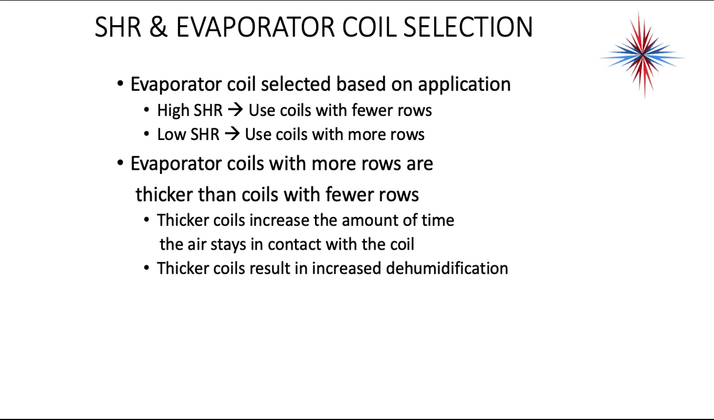If I want a low SHR, in other words, lots of latent cooling along with the sensible, I need to have an evaporator with more rows, and I'll show you a picture of what I'm talking about in a minute. Evaporator coils with more rows are thicker coils than coils with fewer rows. Thicker coils increase the amount of time the air stays in contact with the coil. Thicker coils result in increased dehumidification. The longer the air stays on the coil, the more it's going to dehumidify.